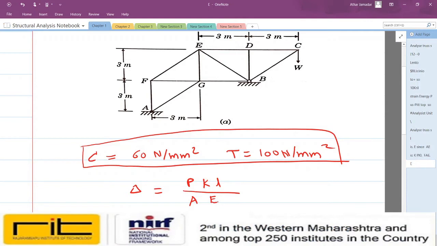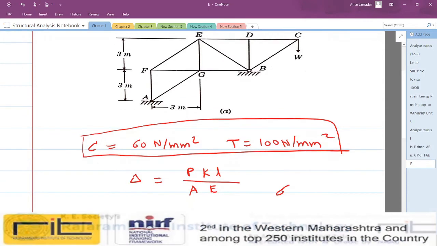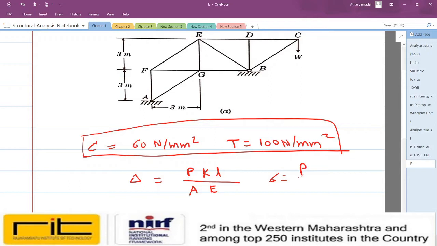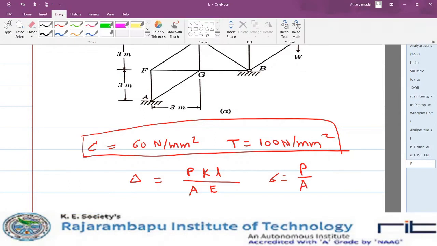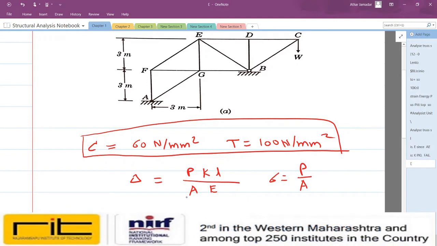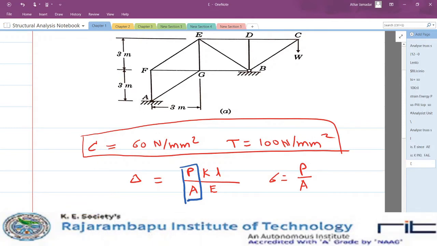Now what is formula for stress? Let us say stress I will indicate by sigma. So what is formula for stress? Just P by A. Okay. Now in this formula of deflection, if you observe, we are having these two terms, that is P by A. So whatever this is given, this is nothing but your stress. That P by A in the formula of deflection is nothing but your stress.